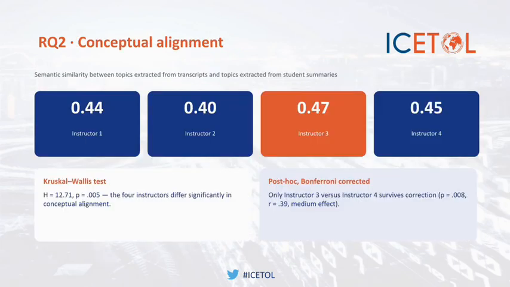The third layer measures how far student summaries overlap semantically with the lecture content. Instructor 3 is highest at 0.47. Instructor 2 lowest at 0.40. A multivariate test confirms the four instructors differ significantly. After Bonferroni correction, only one pairwise contrast survives, between instructor 3 and 4, with a medium effect size. So the overall difference is real, but the individual contrasts should be read carefully.